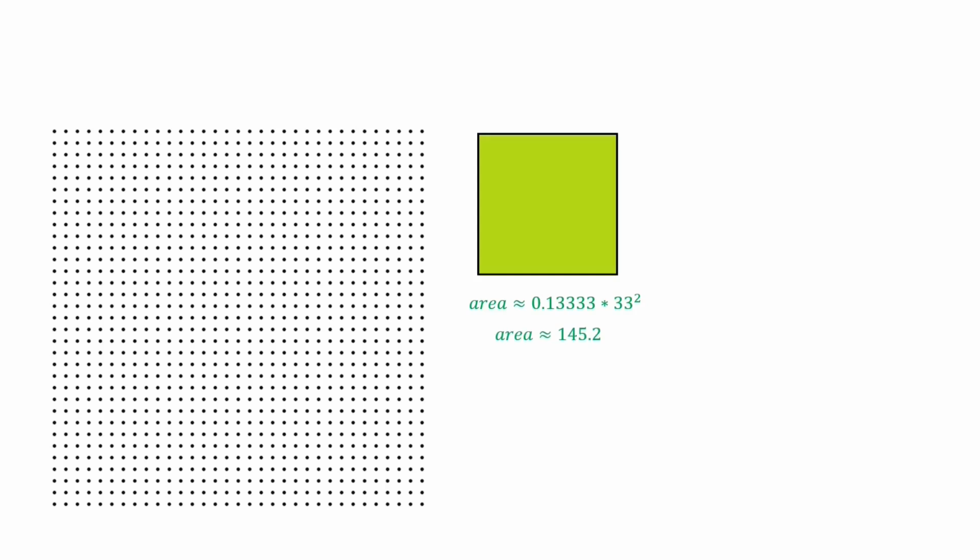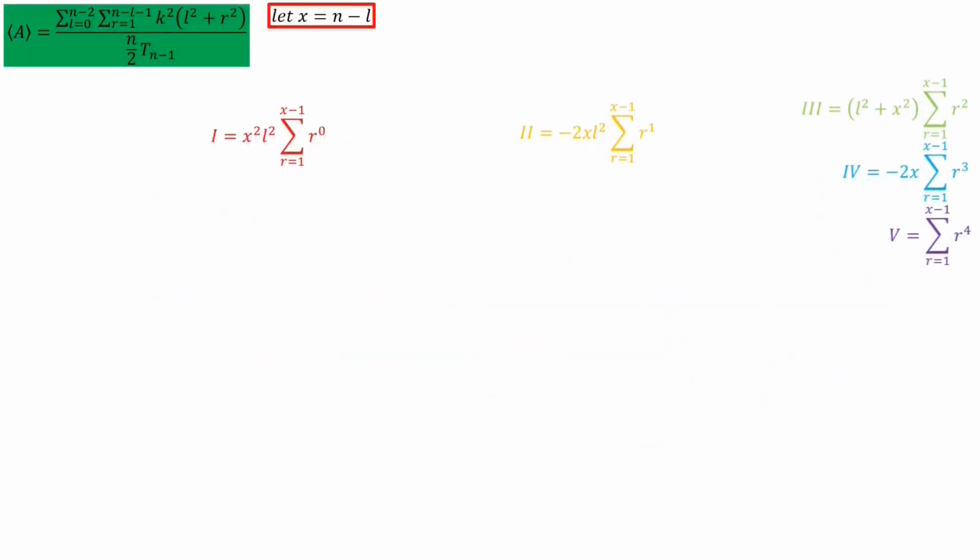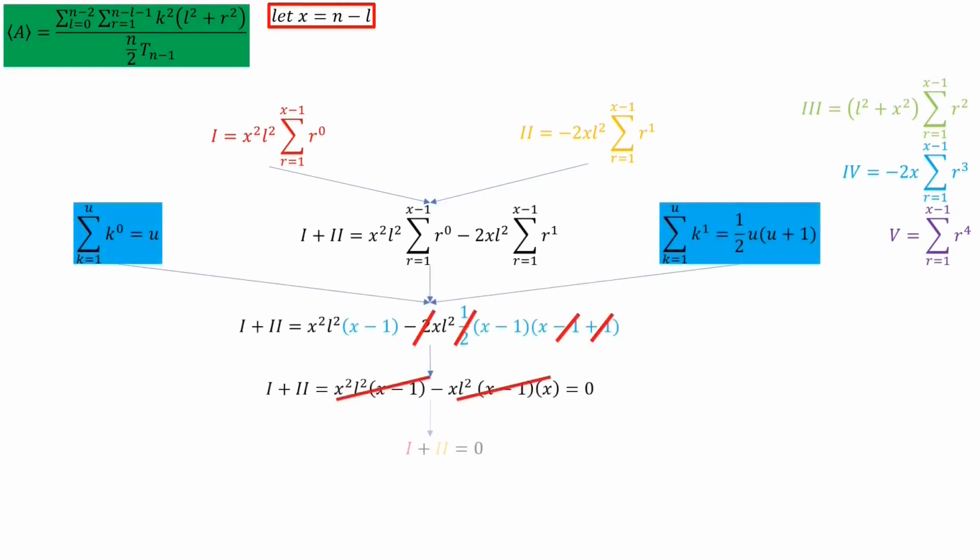But how can I possibly know this? Because the average area is found by this little formula. And so that is what we will derive today. In this video, watch me finally lose my mind and go down the algebra rabbit hole.